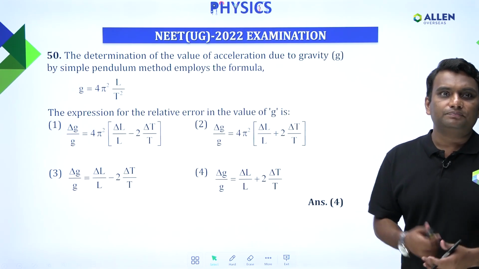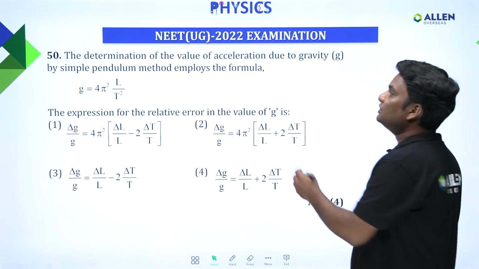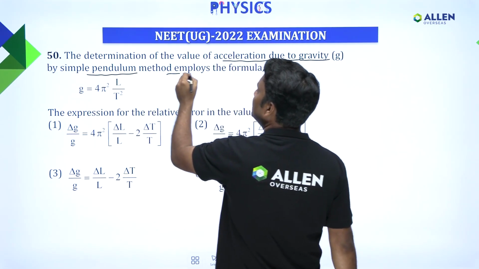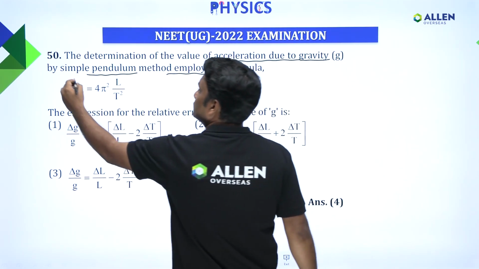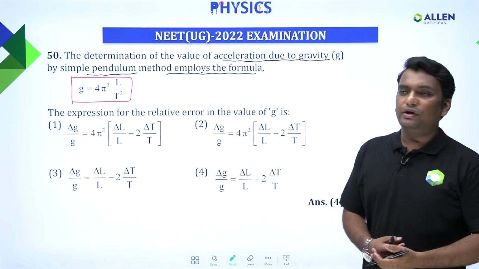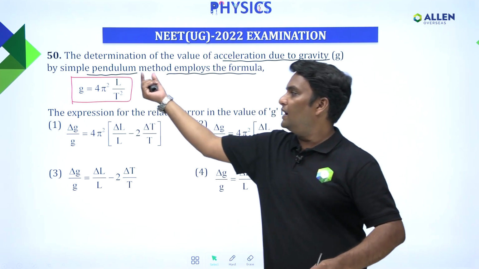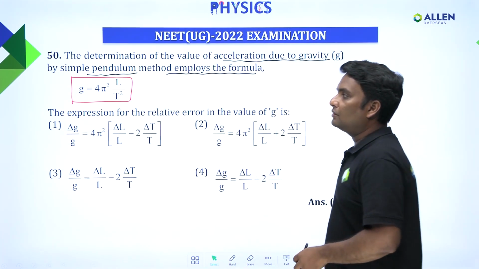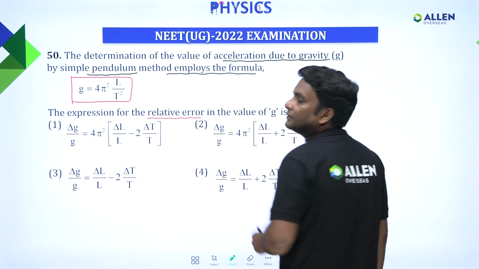Now the next question is question number 50. Determination of the value of acceleration due to gravity, that is g, by simple pendulum method employs the formula g equal to 4 pi square L by t square. Here we know that 4 pi square is a constant. Basically the g value depends on L and t, right? It is proportional to L and inversely proportional to t square. Now the question is asking what is going to be the expression for the relative error, right?